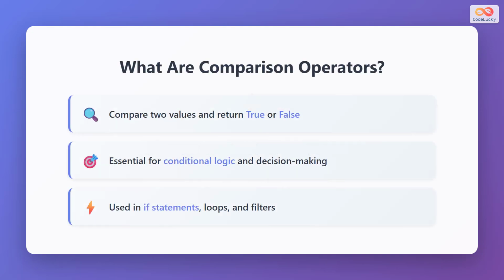Let's start by understanding what comparison operators actually do. Comparison operators compare two values and return either true or false as the result. This Boolean output is essential for conditional logic and decision-making in your scripts. You'll use these operators constantly in if statements, where they determine which code block should execute. They're also crucial in loops, helping control when the loop should continue or stop. Additionally, comparison operators are used in filters to select specific items from collections based on your criteria. Think of them as the foundation of decision-making in PowerShell.